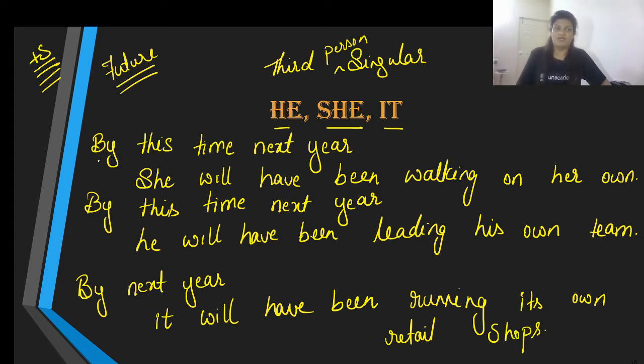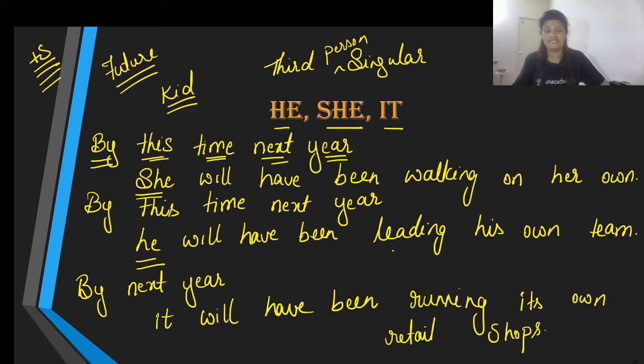Now let us analyze these. By this time next year, we are talking about next year. What will have happened? She will have been walking on her own. Let us assume that the word she is a kid, probably an infant, and the parents are excited to see the child walk. One of the parents says, by this time next year, she will have been walking on her own, which means by next year, when she is a little more grown up. Now probably she is still crawling and trying to turn. So they are trying to say that by this time next year, she will have been walking on her own without anybody's support. Similarly, by this time next year, he will have been leading his own team.